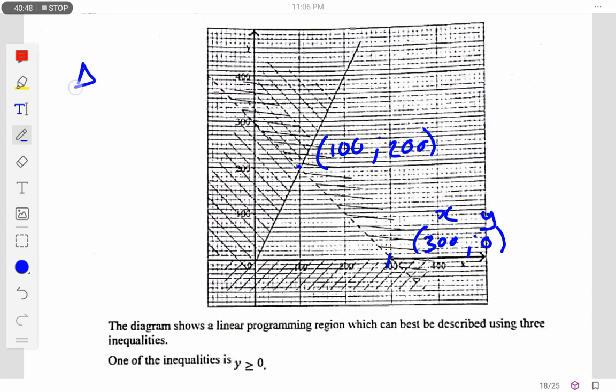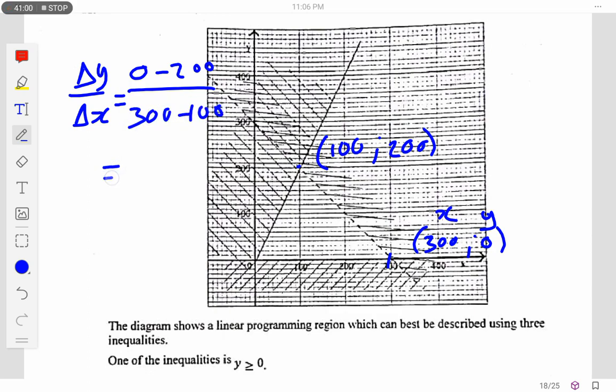So my change in y over change in x is going to be equal to 0 minus 200 over 300 minus 100. And if I simplify, I get minus 200 over 200. So it's going to be minus 1. Okay. Then the y-intercept now. The y-intercept is crossing at this point here, which is 300.